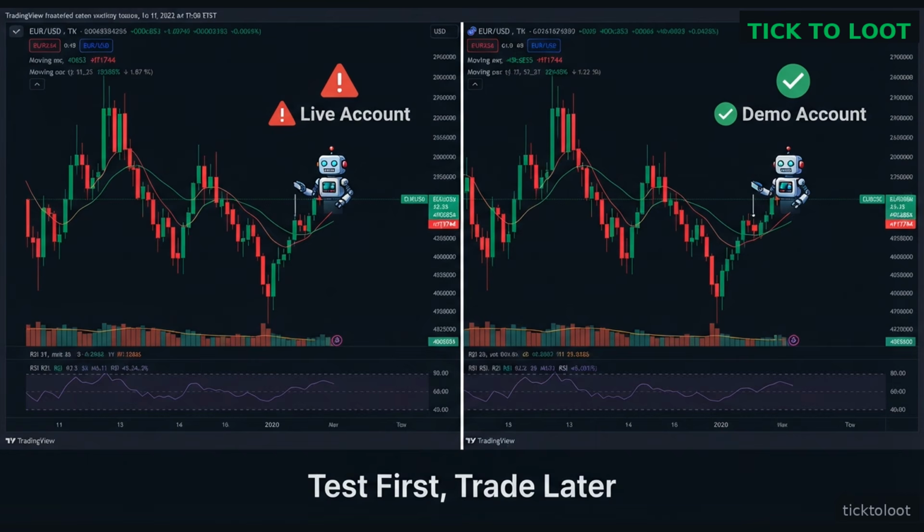Testing on a demo also reveals practical issues like order execution speed, slippage, and how the broker's platform handles your API calls. If you see that the bot's orders are consistently delayed by a few seconds, you may need to tweak the code or consider a broker with lower latency. By the end of the demo phase, you should have a clear picture of profitability, drawdowns, and any technical hiccups. Only after the demo results meet your expectations should you transition to a live account, and even then, start with a very small capital allocation. This disciplined approach protects your savings and builds confidence in your automated system.